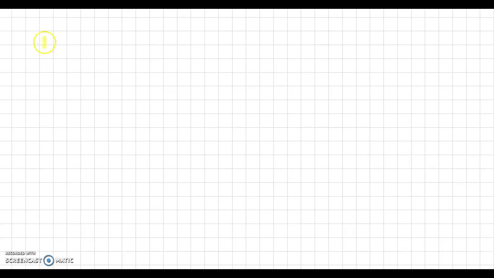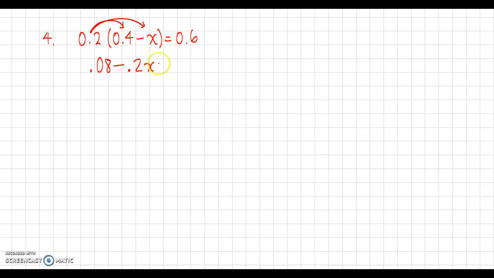Okay, number 4 says solve this equation. 0.2 times (0.4 minus x) equals 0.6. So first we're going to distribute. 0.2 times 0.4 is 0.08. 0.2 times negative x is negative 0.2x.